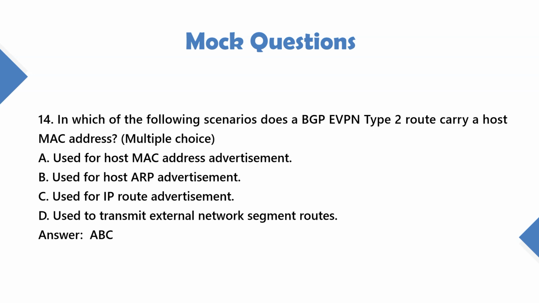14. In which of the following scenarios does a BGP EVPN Type 2 route carry a host MAC address? Multiple choice. A. Used for host MAC address advertisement. B. Used for host ARP advertisement. C. Used for IP route advertisement. D. Used to transmit external network segment routes. Answer: A, B, C.